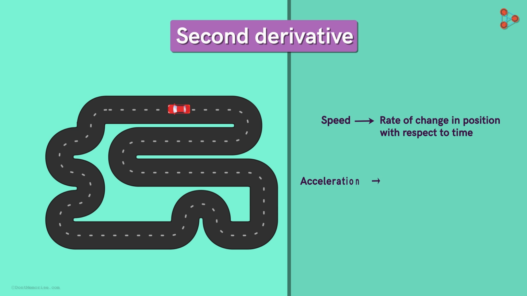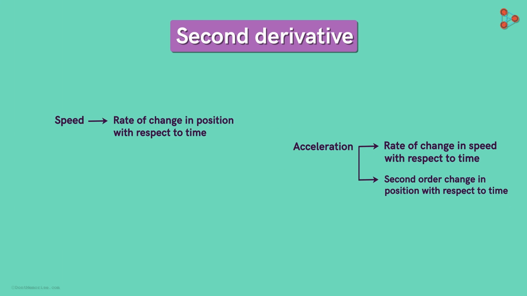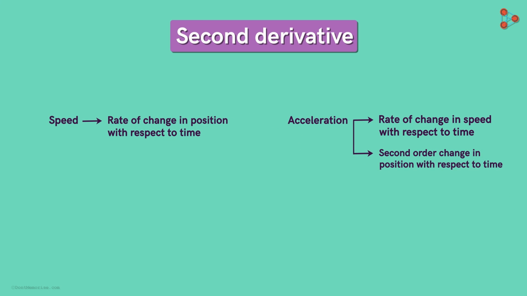So, acceleration of an object is the rate of change in speed with respect to time. And we know that speed is the rate of change in position with respect to time. So, we see that acceleration tells us the second order change in the position of the object. Let's see what we mean by it. Let's say the object's position is given by this function of time.